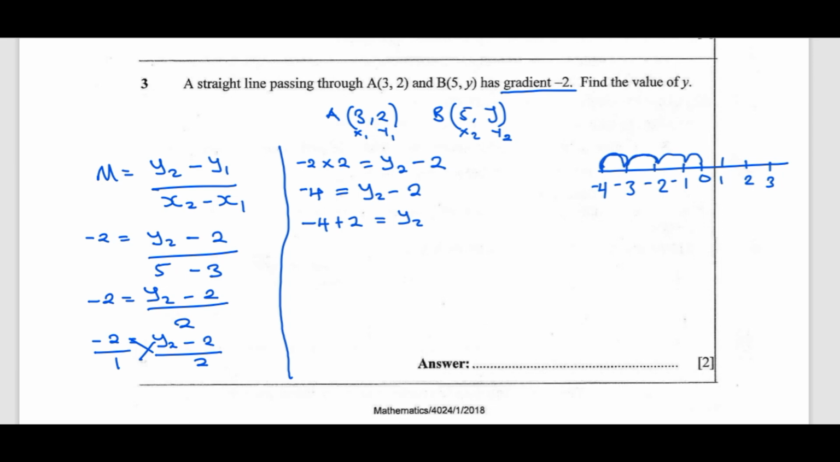So the answer that we're going to have is negative 2 is equal to y2. So therefore, we are saying that y2 is equal to negative 2. So meaning that this y is negative 2. So we'd say y is negative 2.